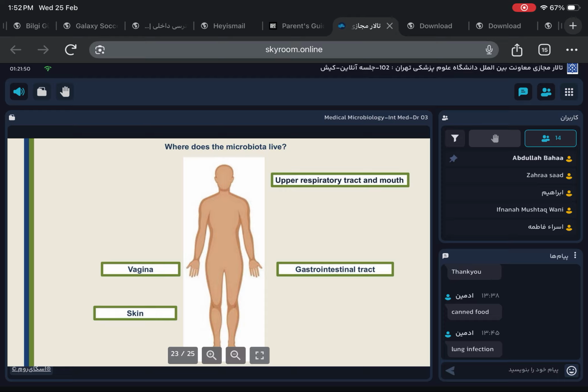So that's why the microorganisms that we have in the gastrointestinal tract help us with the digestion of food. And some of these microorganisms also produce vitamins like vitamin K, and our body can absorb vitamin K and use it.